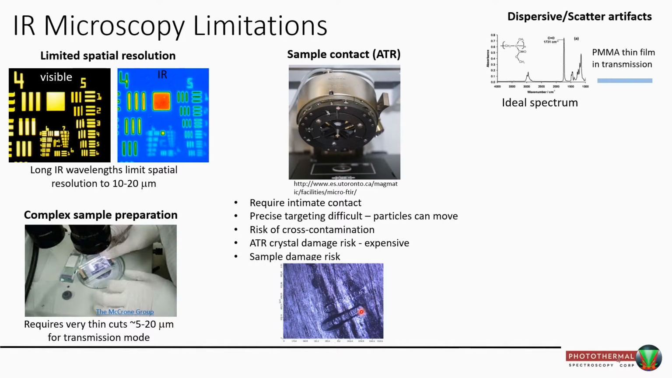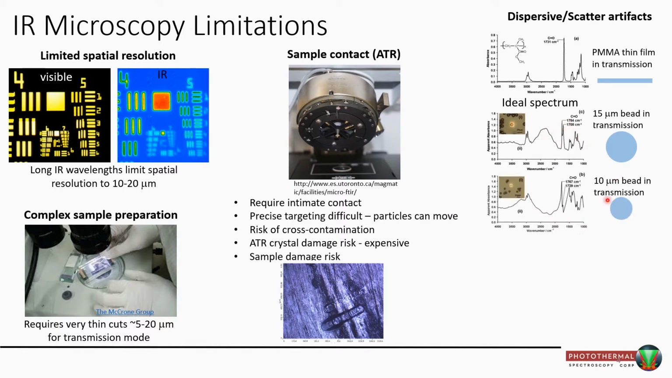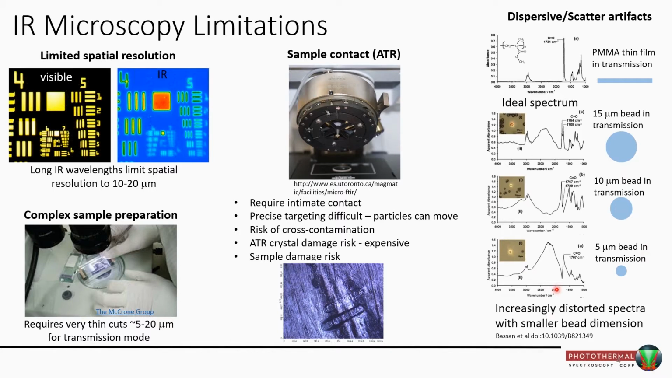But perhaps one of the more important ones, and one of the perhaps least appreciated, is these dispersive and scatter artifacts. Here I have a spectrum of PMMA, a thin film measured in transmission. Spectra look great: nice flat baseline, sharp peaks, nice band shapes. Take the exact same material and make it into a 15 micron bead and measure in transmission again, it's a different story. You've got these weird baselines, you've got splitting of these peaks, peak shifts. You make it a 10 micron bead, things differ even more. The peak shifts are different yet again, and so on as the bead gets smaller.